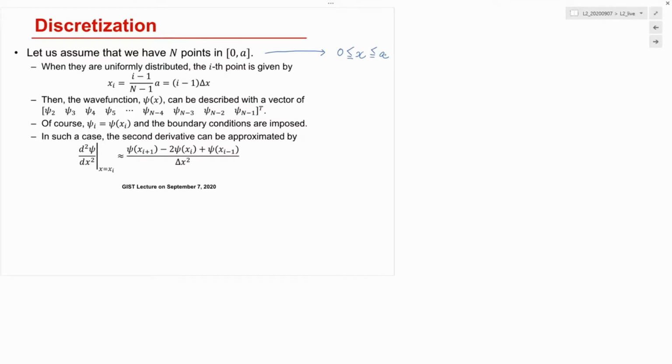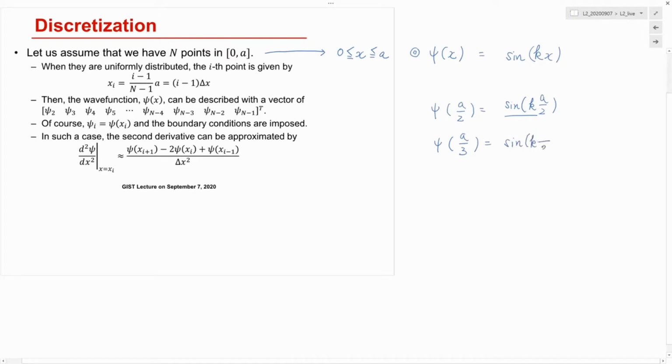So in this case, we want to have knowledge about the wave function. For example, let's assume that we have an analytic solution. This is an assumption, for example, sin kx. Then, if we have an arbitrary number like just halfway, what is the answer? When you insert k times halfway, you will get the answer. Then how about a/3? Then of course you can easily get the answer.